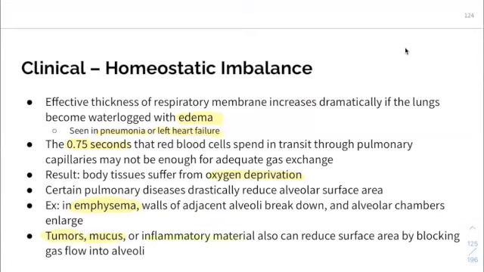Inflammatory materials. Those mast cells love to start triggering inflammation when something happens. That's their job. So those mast cells can trigger inflammation, and that blocks gas exchange. There's a lot of different things that can happen.